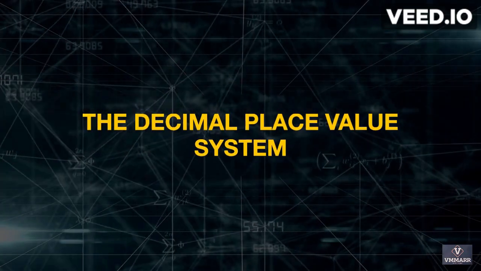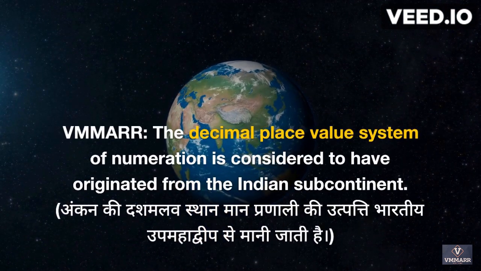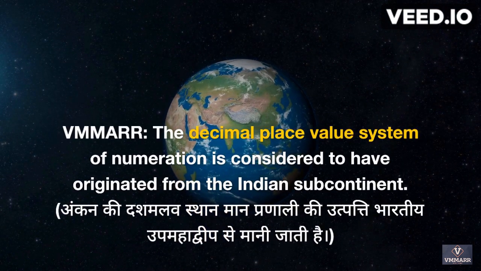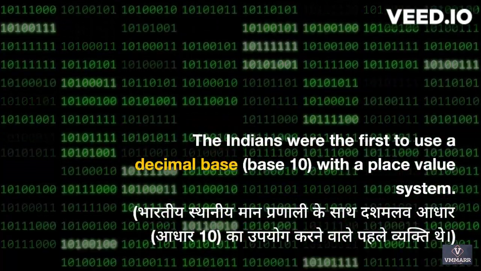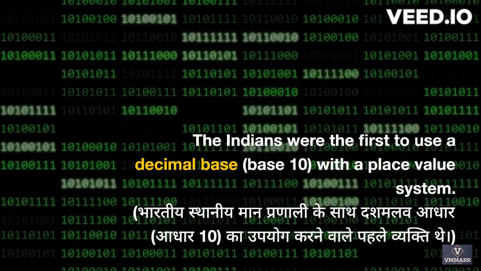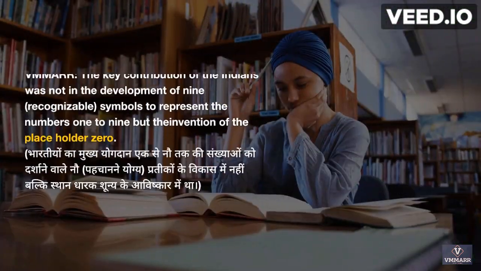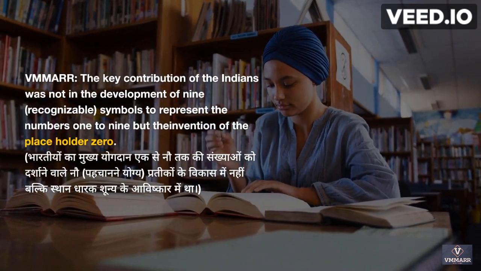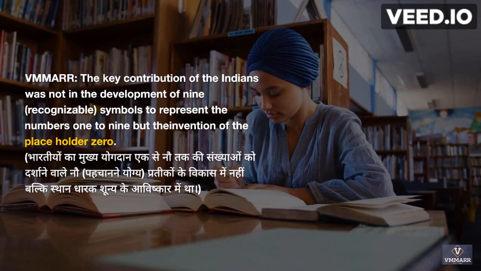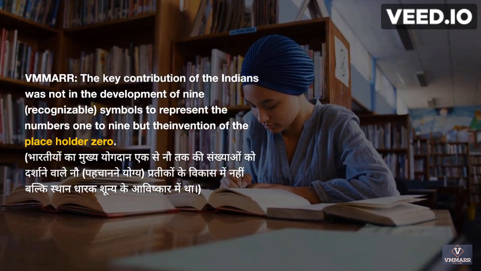The decimal place value system. The decimal place value system of numeration is considered to have originated from the Indian subcontinent. The Indians were the first to use a decimal base 10, with a place value system. The key contribution of the Indians was not in the development of 9 recognizable symbols to represent the numbers 1 to 9, but the invention of the placeholder 0.